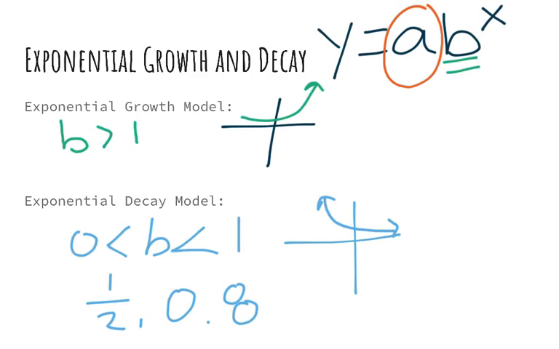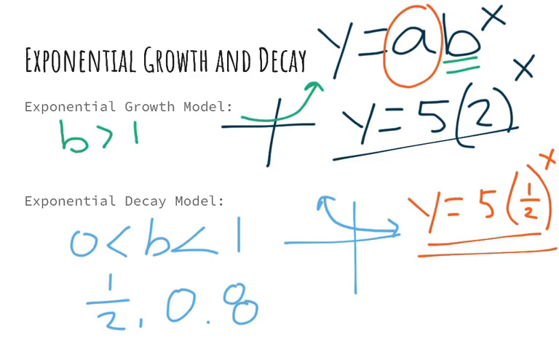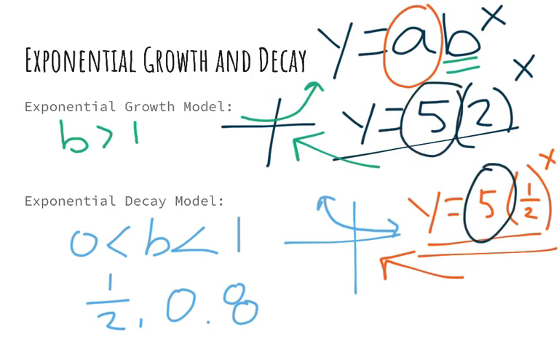So in both cases, I could write a function that has some positive a value like 5, and something like this would represent exponential growth. And similarly, still having an a value of 5, if I change the b value to be something in between 0 and 1, this would represent an exponential decay. If you graphed each of those on a graphing calculator, you would see that this one looks like this, and the bottom one would look like this, even though they both have an a value that's positive.